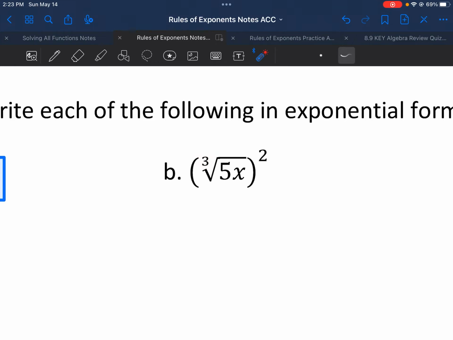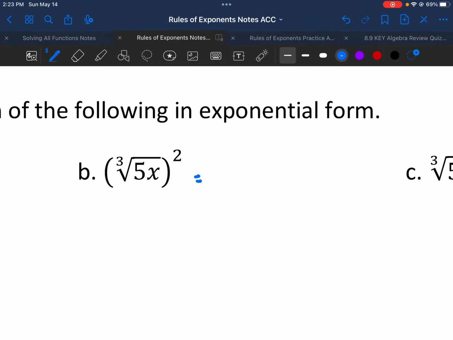All right, example 4b. We have the third root of 5x, and the whole thing is being squared. So again, with this 3 being the root, I know this is going to be 5x to something over 3, and the whole thing is being squared, so 5x to the 2/3 power.